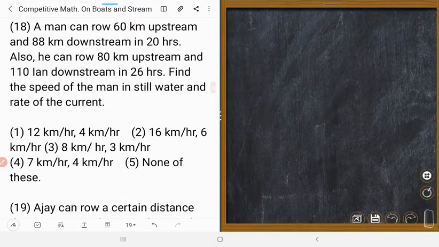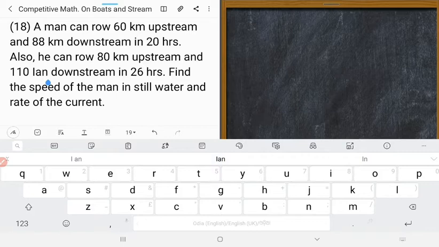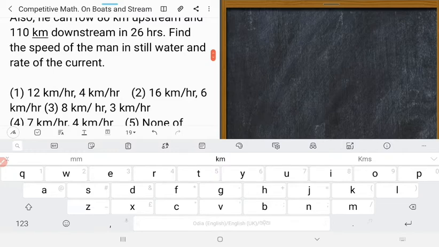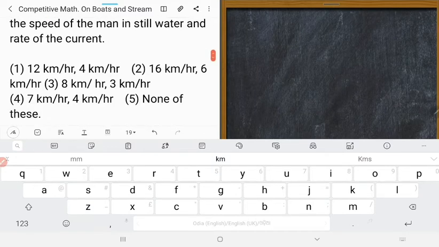A man can row 60 km upstream and 80 km downstream in 20 hours. Also, he can row 80 km upstream and 110 km downstream in 26 hours. Find the speed of the man in still water and the rate of the current. It is just like question number 17. You will do it. The right answer is number 3. 8 kilometers and 3 kilometers. Could you understand? Same answer.